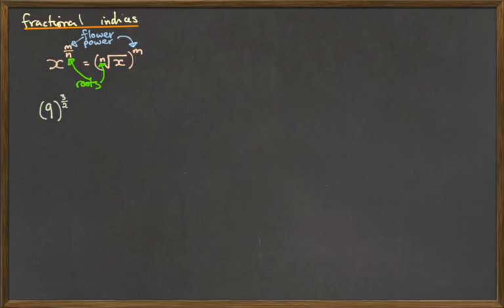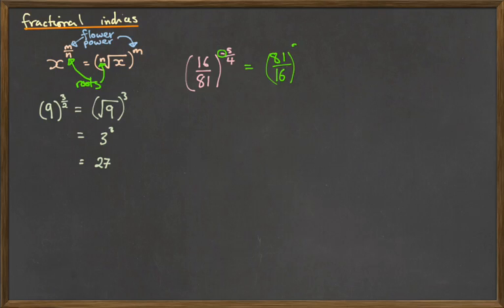Examples. 9 to the power of 3 over 2. This is the square root of 9 cubed, which is 3 cubed, which is 27. 16 over 81 to the power of negative 5 over 4. Now the negative sign there, we flip the fraction. We do 1 divided by 16 over 81. So this gives us 81 over 16 to the power of 5 over 4. So that negative flips the fraction.